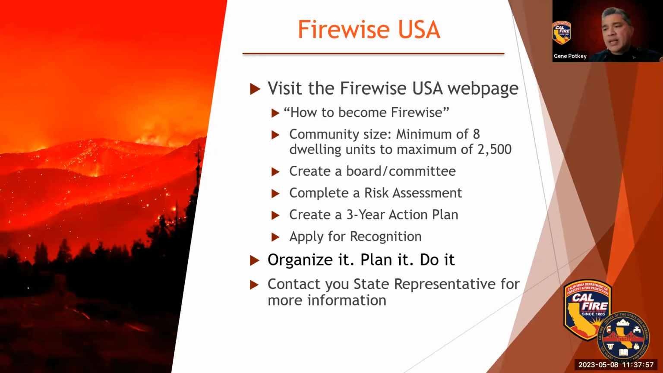So these documents are required to be updated. Your risk assessment has to be updated every 5 years, and your 3-year action plan is good for 3 years. So these are going to be continuing, ongoing mitigation steps you're going to take to prepare your community for wildfire. And once you've done the planning part by creating these documents, then you're going to start doing it. You're going to start implementing it.